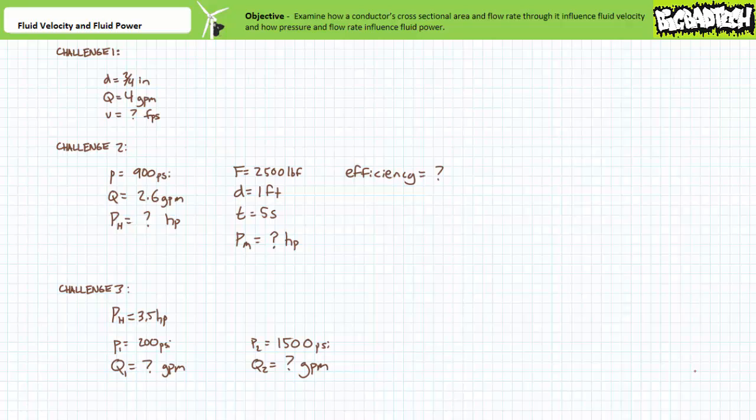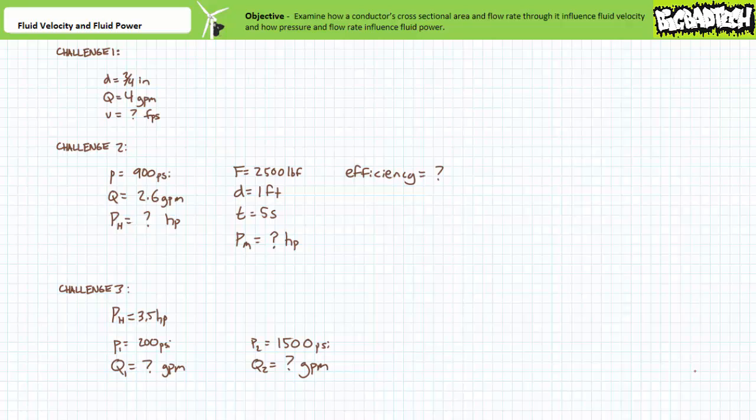Challenge 1. Given a conductor with a 3/4 inch internal diameter carrying 4 gallons per minute, determine the fluid velocity in units of feet per second. Challenge 2. Given a hydraulic system supplying a pressure of 900 psi and a flow rate of 2.6 gallons per minute to an actuator, determine the hydraulic power input to the actuator in units of horsepower.